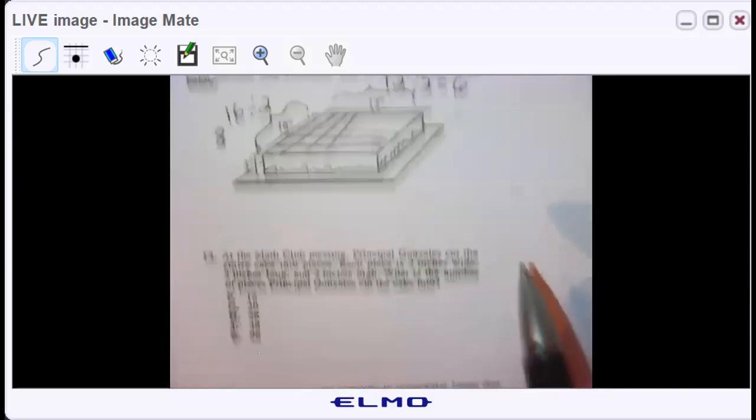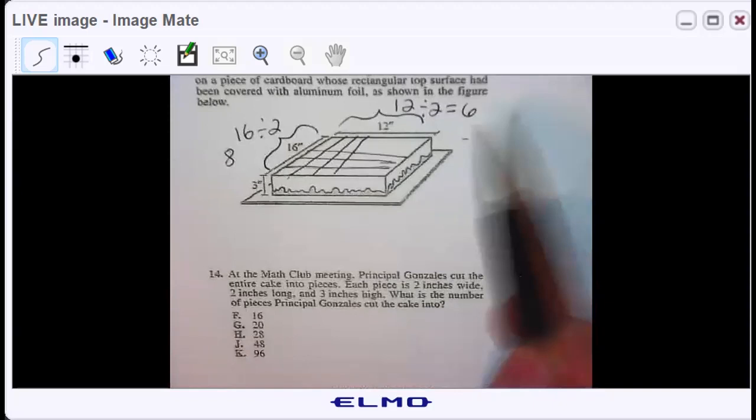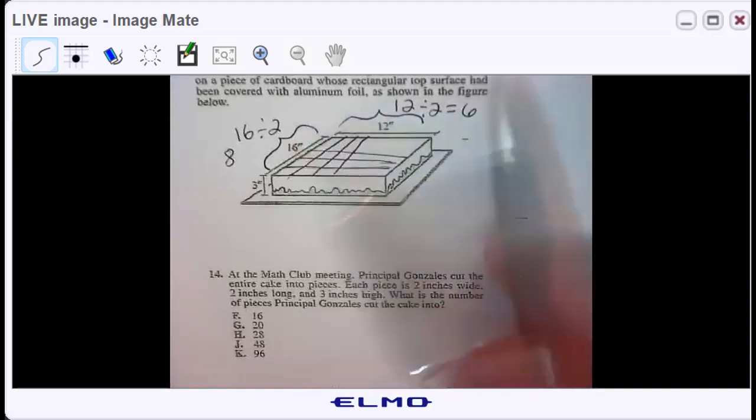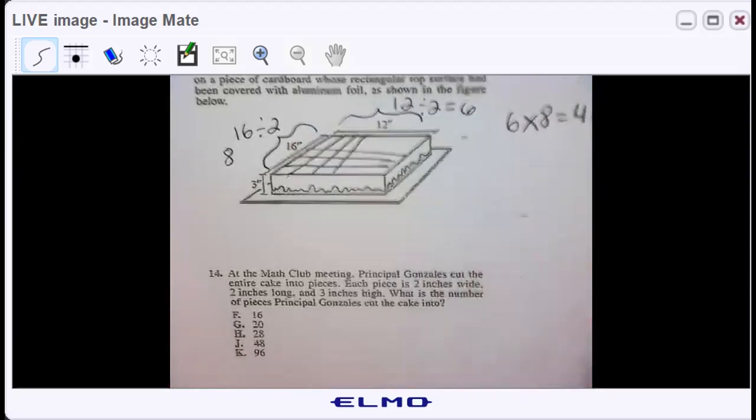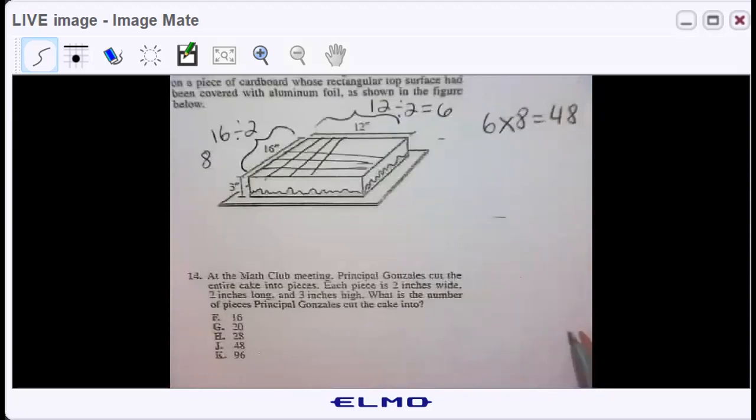And then, of course, if we take those two numbers, 6 times 8, that's a way to quickly get how many pieces we could cut the cake into. It'd be 48 pieces, which was choice J. Also, there's an alternative way you could do this problem.